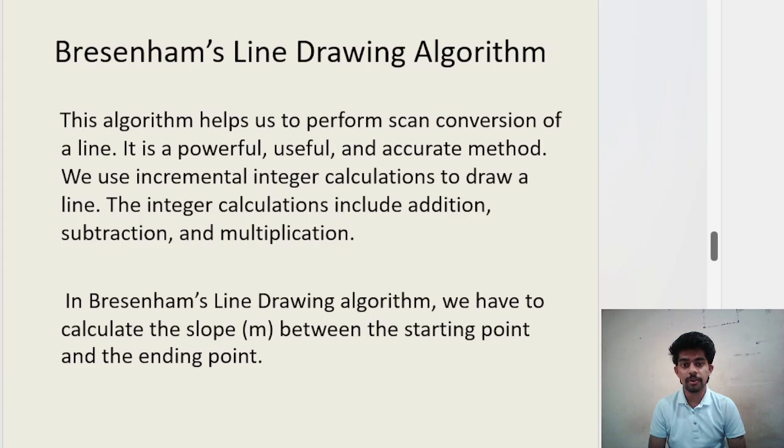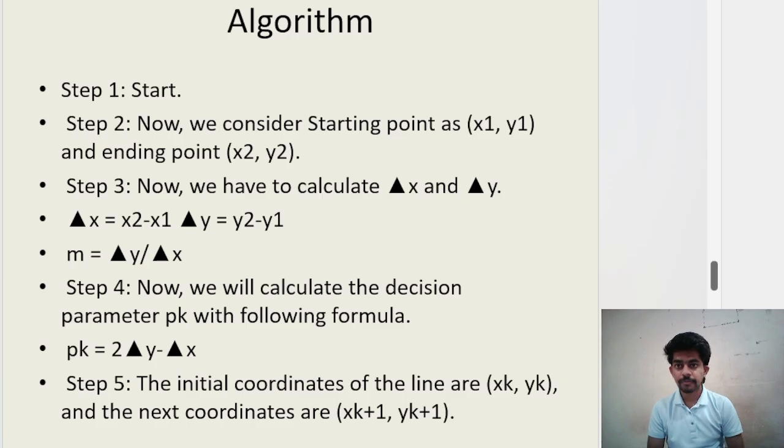In Bresenham's line drawing algorithm, we'll calculate the slope m between the starting point and the ending point. We do the same thing in Bresenham's. We calculate change in y, change in x, then m. But there are certain changes in rules in the value of m, which further decides our output. So let's see its algorithm.